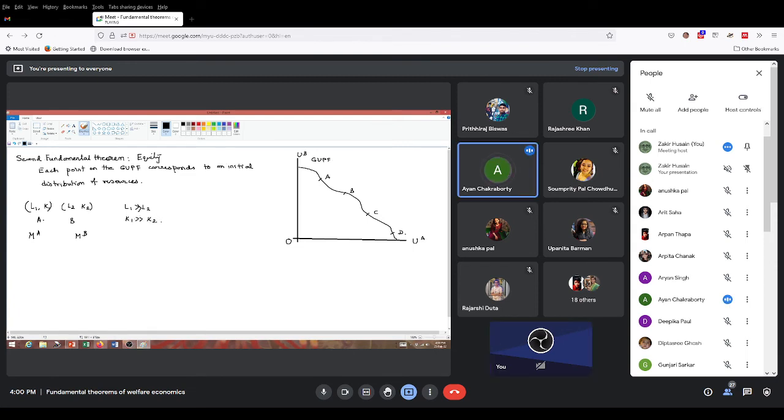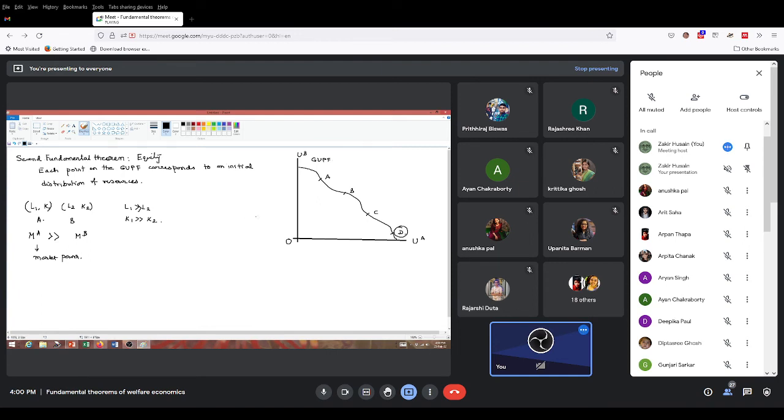So the income of A will be higher. It is going to be quite higher. So that means when they go to the market, A will have more market power, and we are going to end up at a position like D.